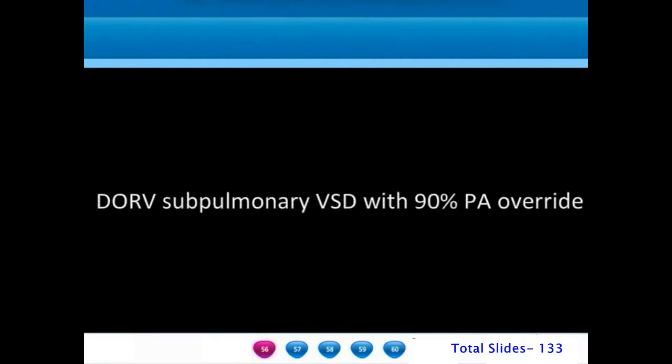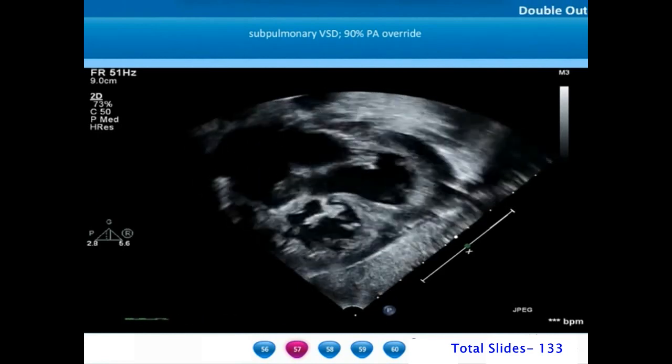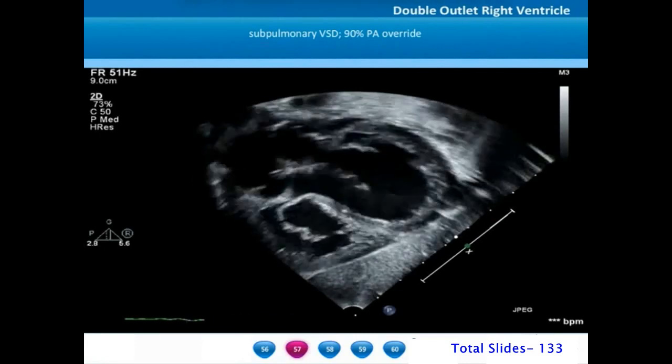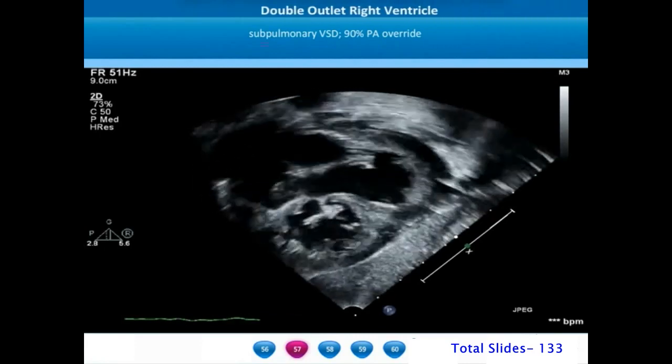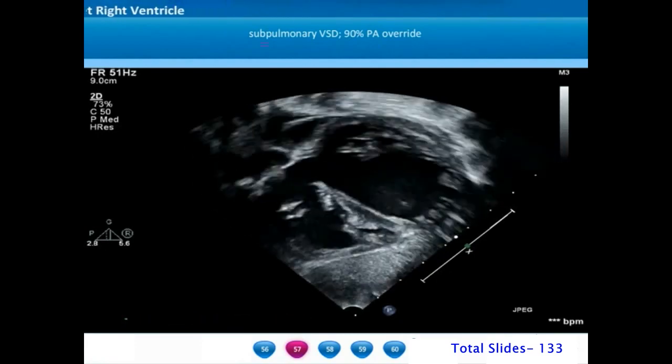In the previous example of double outlet right ventricle with subpulmonary VSD described as Taussig-Bing anomaly, we found that the pulmonary artery was overriding the ventricular septal defect about 50%. Let us see another example where there is more marked pulmonary artery override, almost around 90%. In this subxiphoid short axis view, we can notice that more than 90% of the pulmonary artery is arising from the right ventricle. There is a small pulmonary mitral fibrous discontinuity.